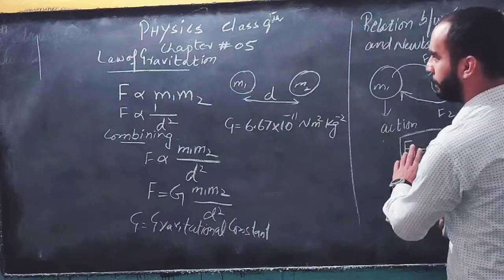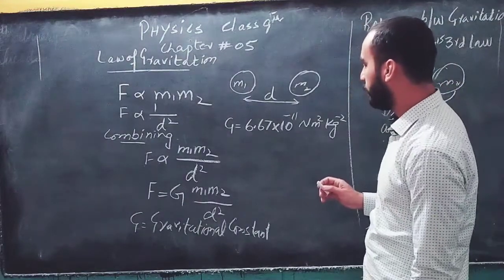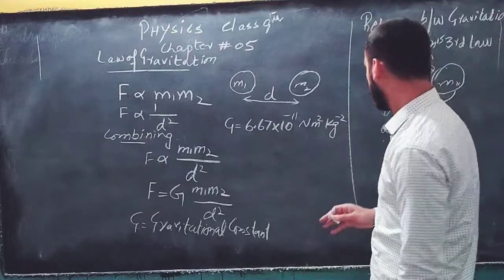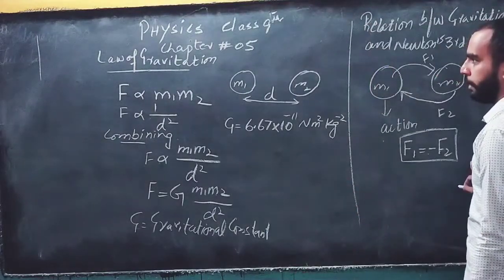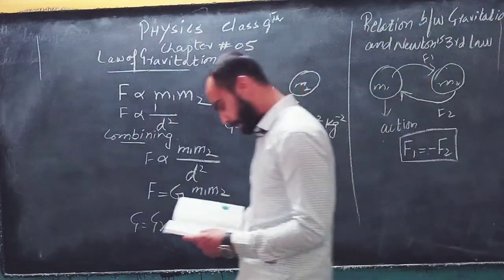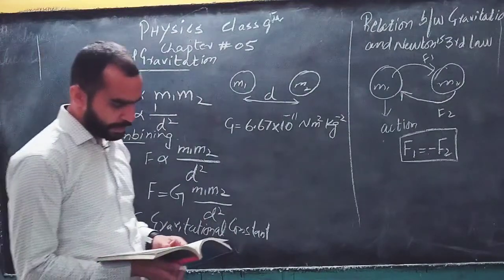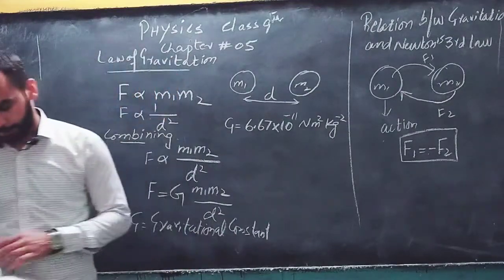So basically this is called Newton's first law of gravitation, and in this book we have completed this law according to the syllabus of the Federal Board. So this is the first topic of chapter number 5. As we are going to the second topic, this is called the mass of Earth.